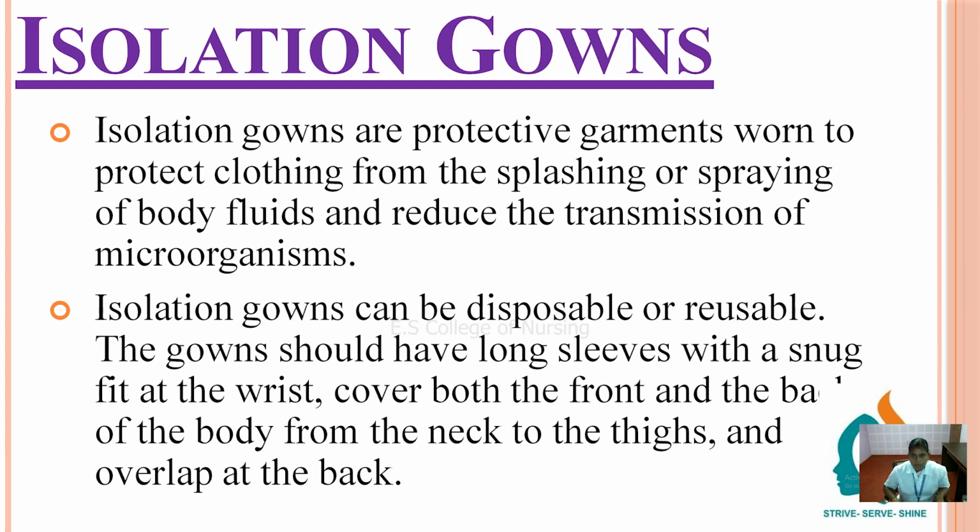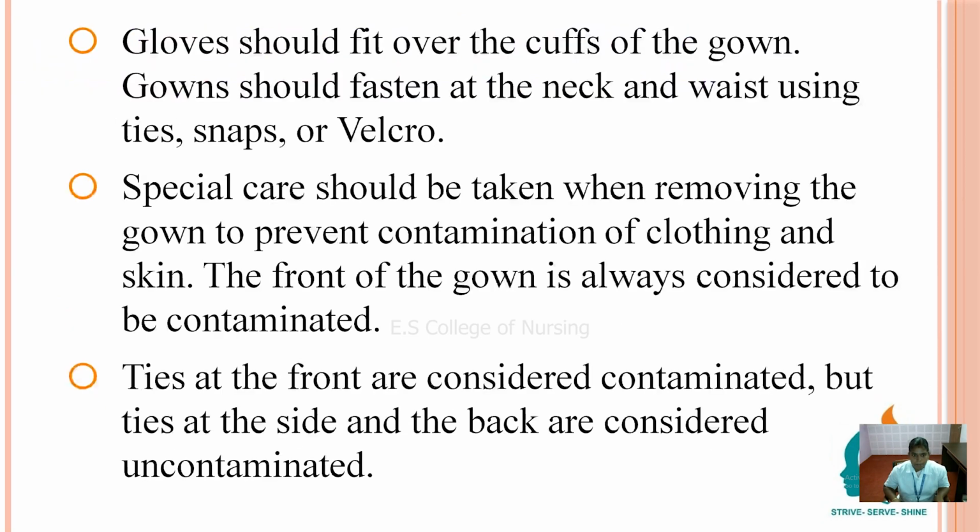Isolation gowns are protective garments worn to protect clothing from the splashing or spraying of body fluids, and they reduce the transmission of microorganisms. Isolation gowns can be disposable or reusable. The gowns should have long sleeves with a snug fit at the wrist, and cover both the front and back of the body from the neck to thigh, and overlap at the back.